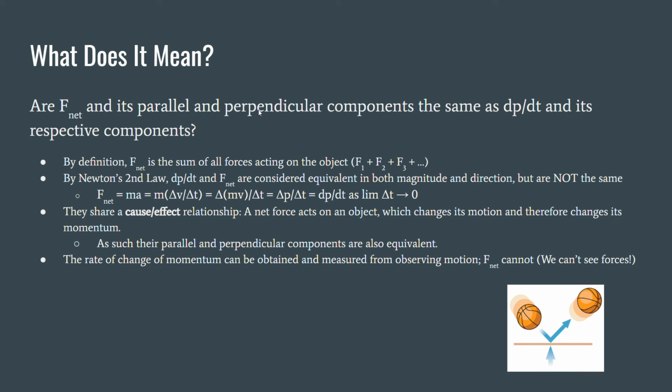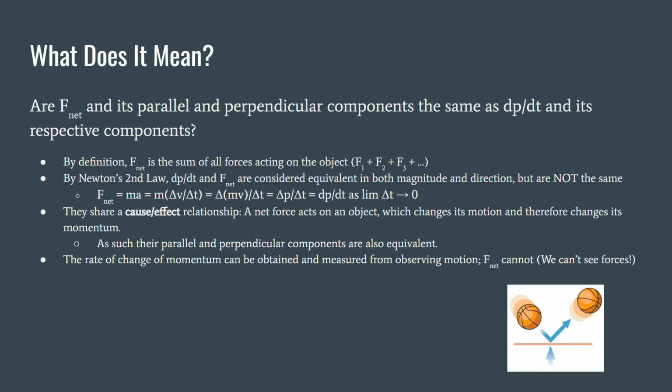So we say that the net force is equal to the change in momentum over time, but what does that really mean? By definition, the net force is the sum of all forces acting on the object. By Newton's second law, as we've seen, the net force and dp/dt are considered equivalent in both magnitude and direction, but are not the same. They share a cause and effect relationship. A net force acts on the object, which changes its motion and therefore changes its momentum. And as such, their parallel and perpendicular components are also equivalent.